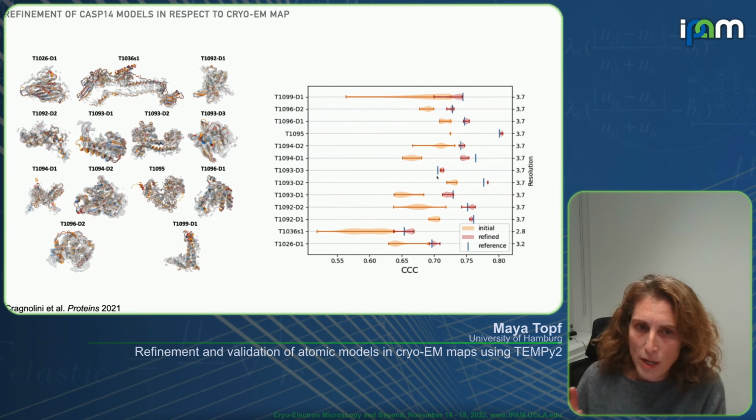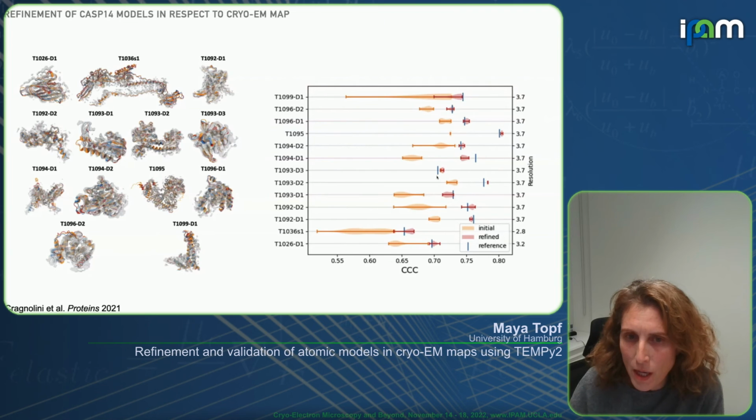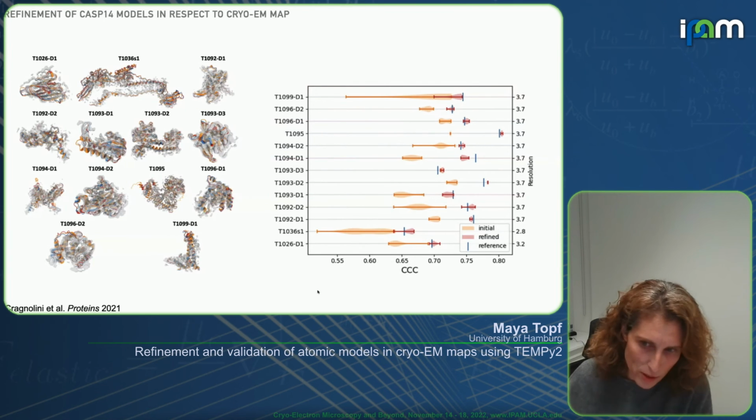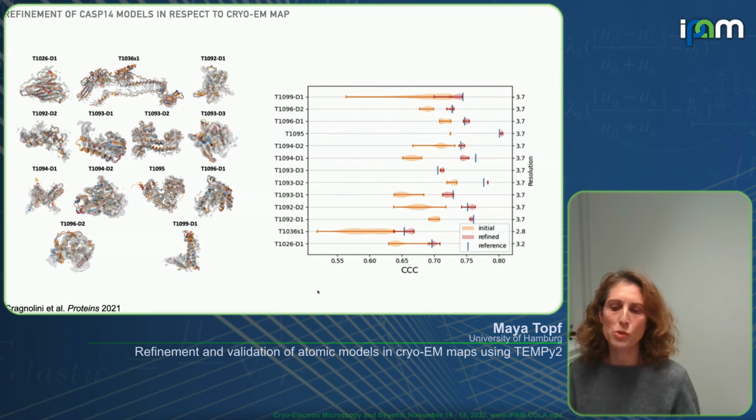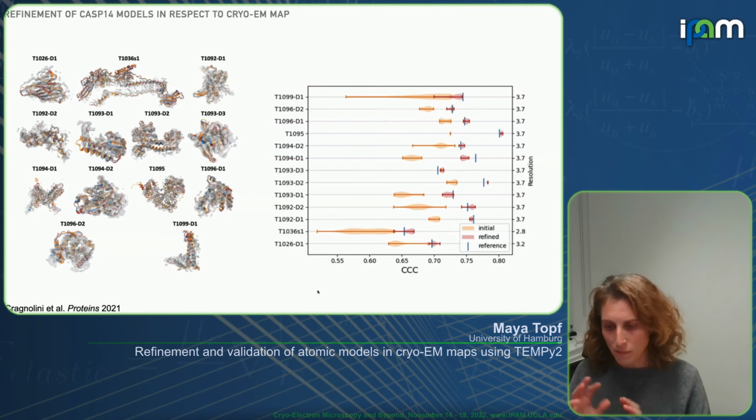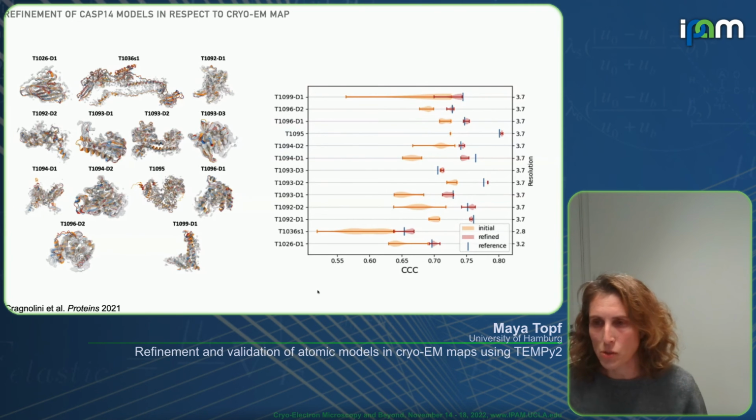And I should just say that what we did was fully automated. So we didn't really interfere at all in the structures. Whereas for the reference structures, people used Coot and made sure that their structure is nice and so on.